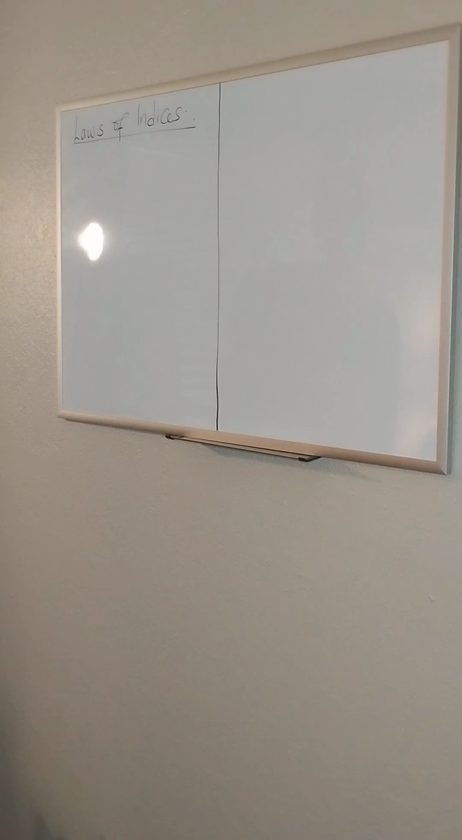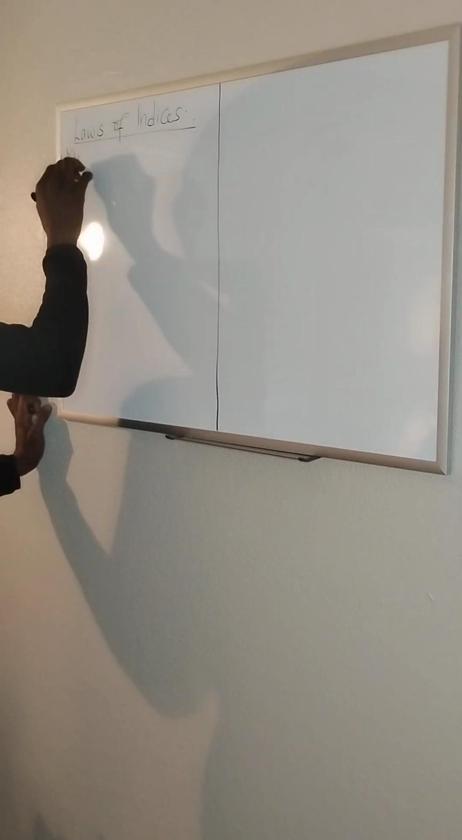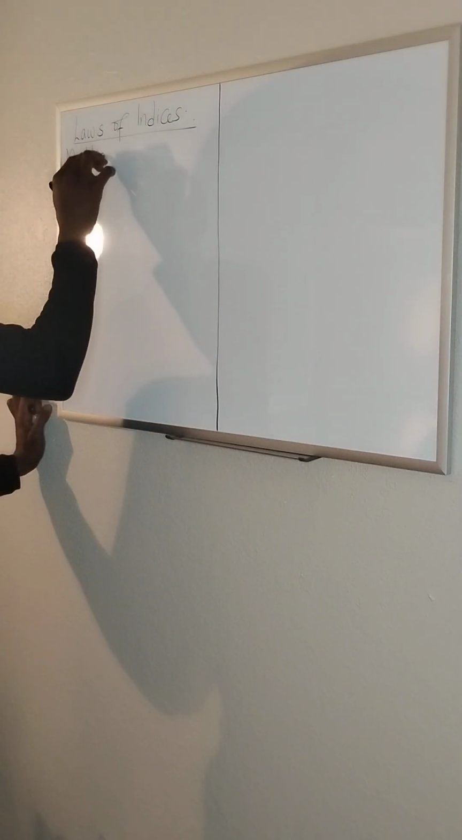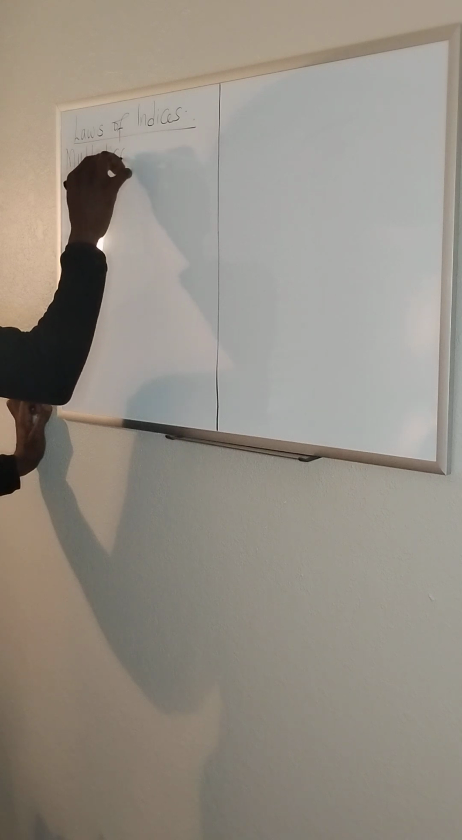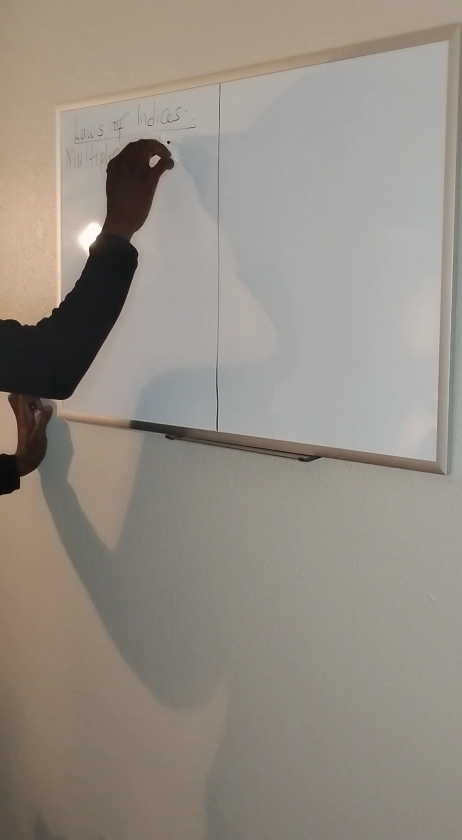So for today, I want to take you through the laws of indices. There are a number, so I'll start with the basic one. The first law of indices is the multiplication law. Multiplication rule or law of indices.